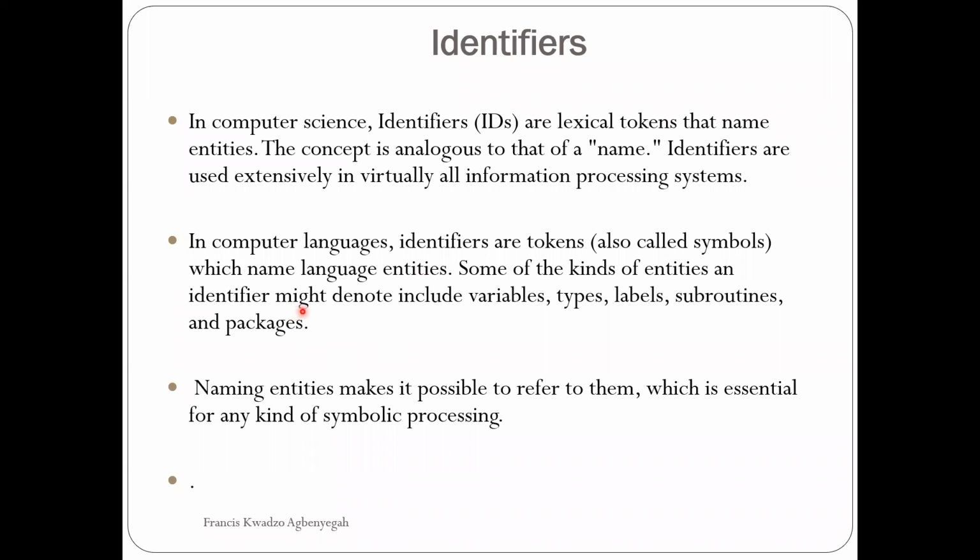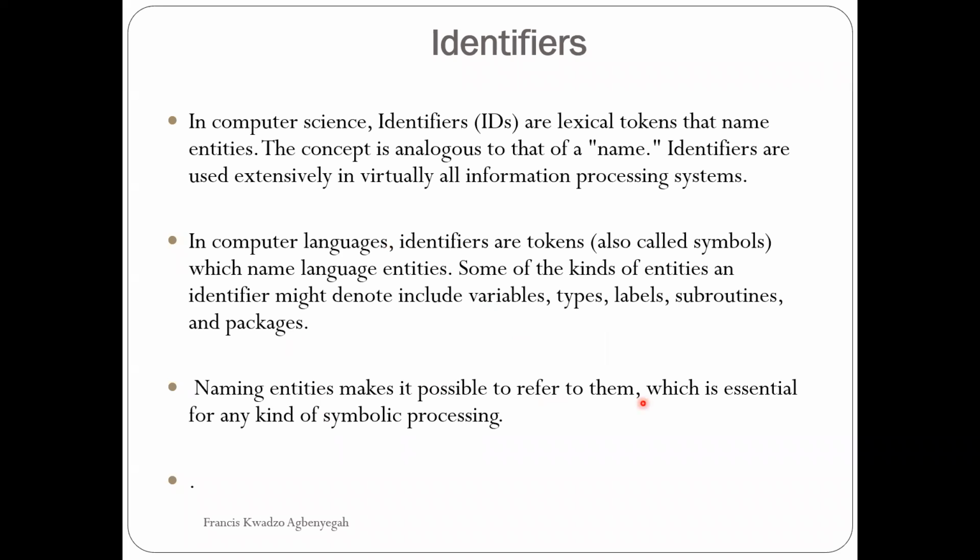Some of these identifiers can be variables. So it can be a type, it can be a label, it can be a subroutine, it can be a package. In this course, we will look at subroutines and types, but packages will be left for the high-level programming language course next semester. So you can use your identifiers to name your variables, your types, your labels, your subroutines, and your packages. Naming entities makes it possible to refer to them.